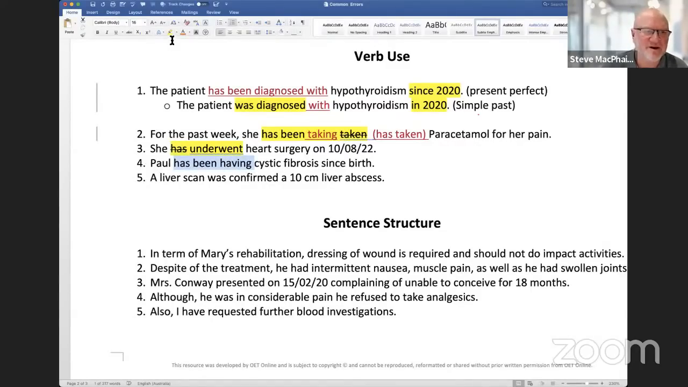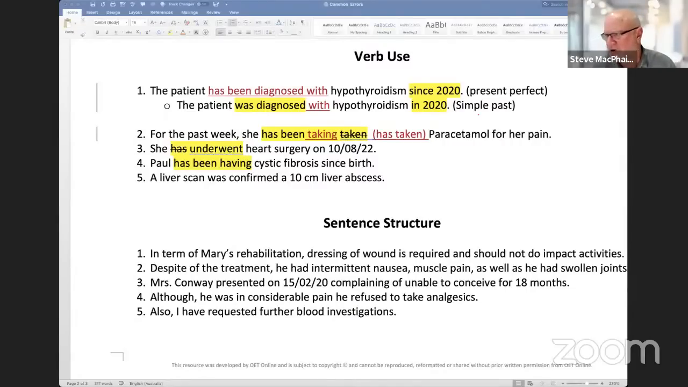Ooh, can you spot the error there? Paul has been having. Can we use having in the ing? I'm having a headache. Does that sound good to you?